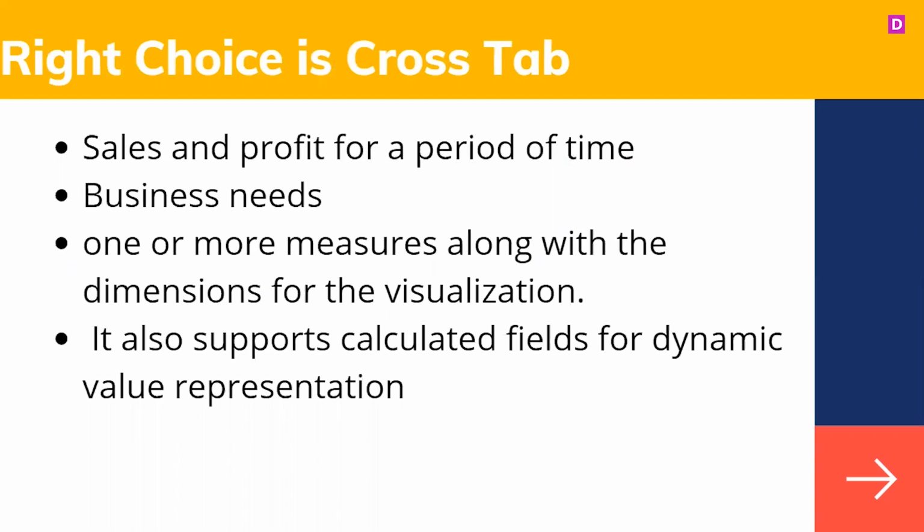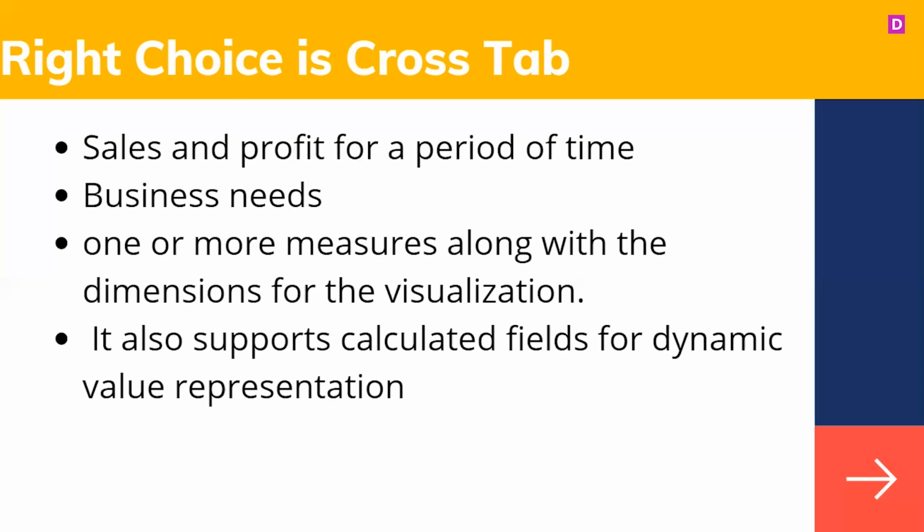As you know, this crosstab chart will take one or more measures along with the dimensions. So dimensions and measures are going to be there for your visualization. As you know, dimensions will contain qualitative values like your name, date, location, etc. And when it comes to measures, it is going to have quantitative values, which are numeric values, maybe the profit value or something like that.